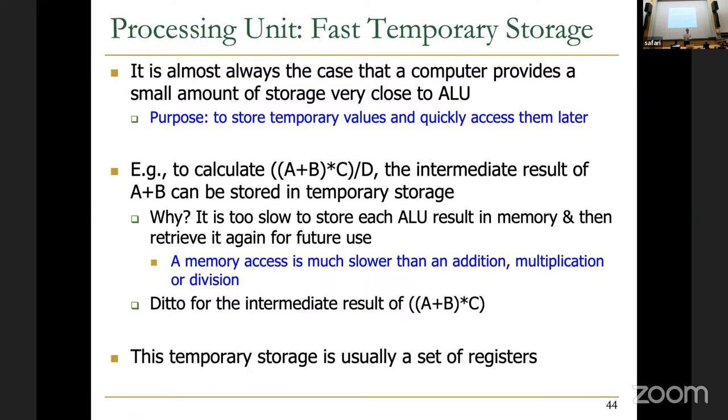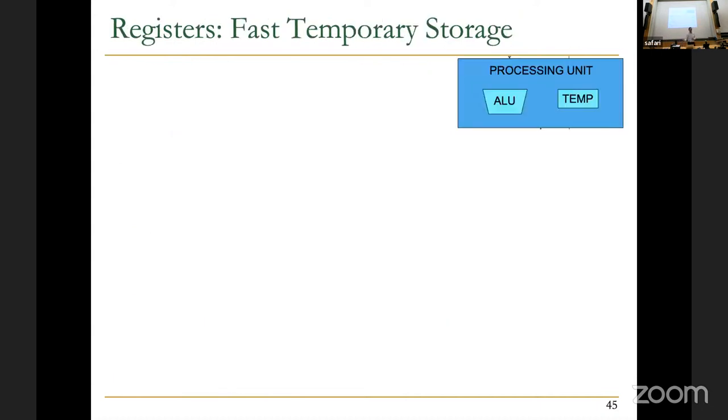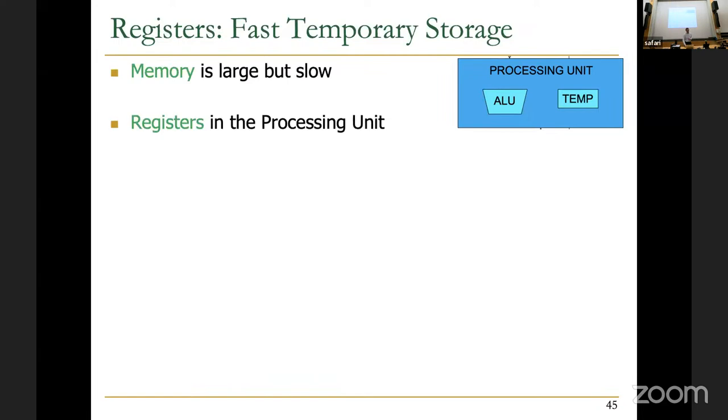So this temporary storage that's provided inside the processing unit is called registers. And the set of registers is called a register file. And again, this is programmer visible. The programmer sees this, can address it, can manipulate it. So we will see a lot of that. That's why the processing unit looks like ALU and this temp. Temp is the temporary storage for registers. So I'm going to repeat this.